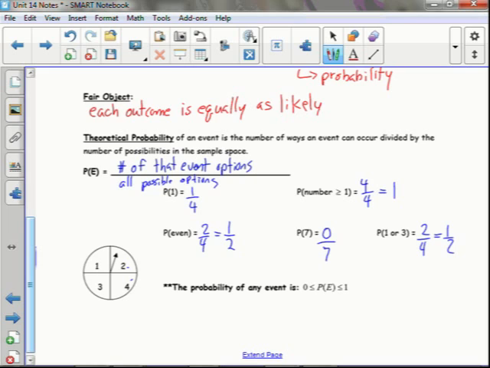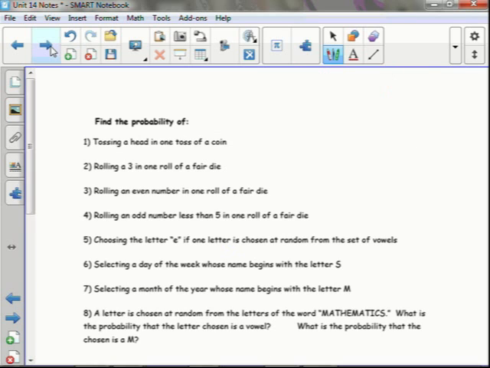So the probability has to be between 0 and 1. You can't have a probability of 2. You can't have a probability of 1.5. It's always going to be between 0 and 1. If it's 0, it's never going to happen. If it's 1, it's guaranteed to happen.